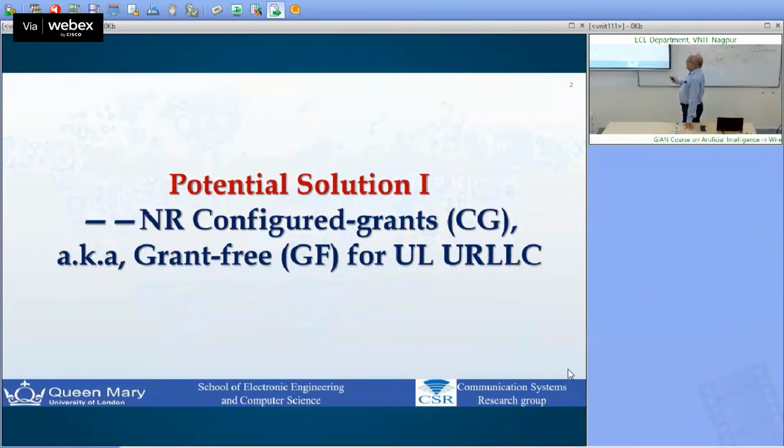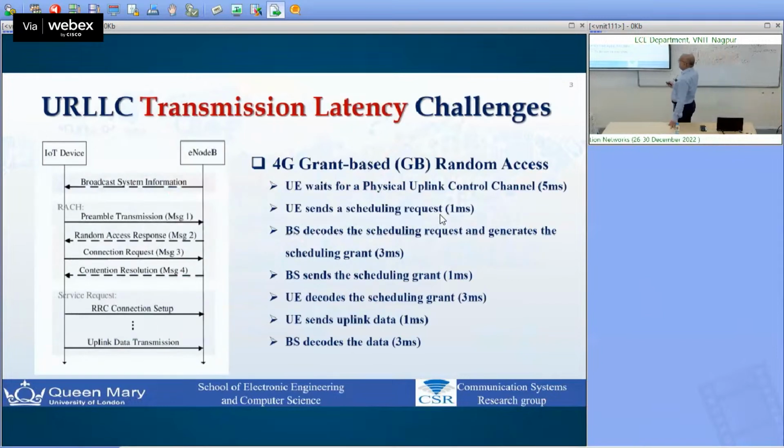So one solution is grant free, to reduce the latency. Normally, if you take grant based, the 4G grant based, the base station initially broadcasts the system information to all IoT devices. Then the IoT device sends the preamble transmission. Then the base station sends the random access response for this preamble. Then it requests connection, and if this is agreed, then it sends the connection request. Then contention resolution.